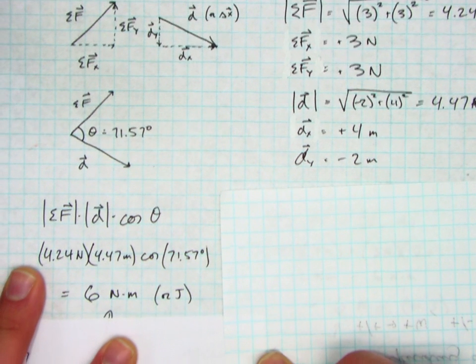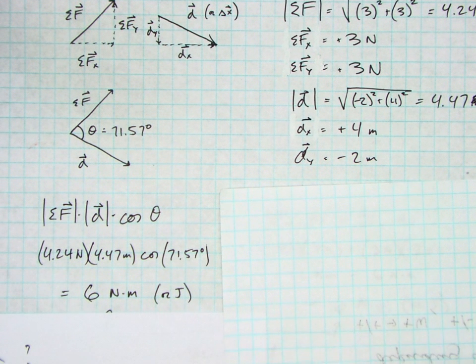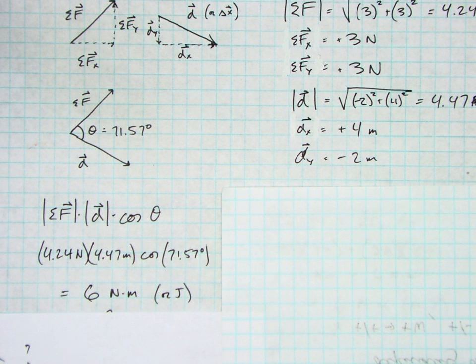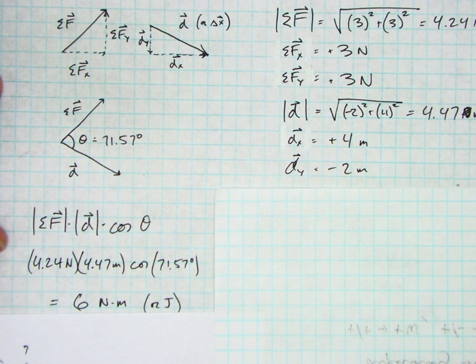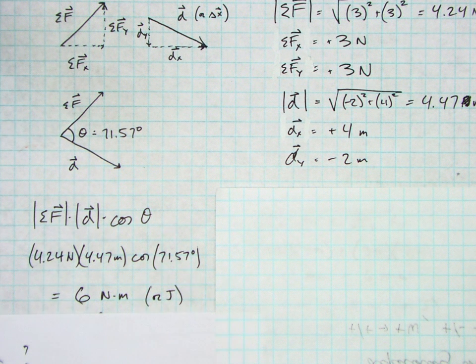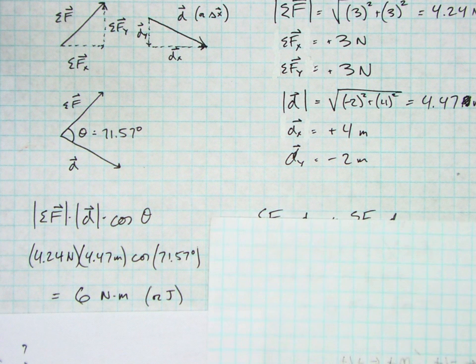So let's calculate the magnitude of f times the magnitude of displacement times the cosine of the angle. So my two magnitudes from above, 4.24 newtons, 4.47 meters, and then the cosine of 71.57 gives me 6 newton meters, or we know a newton meter is a joule. Now let's do it the component way.